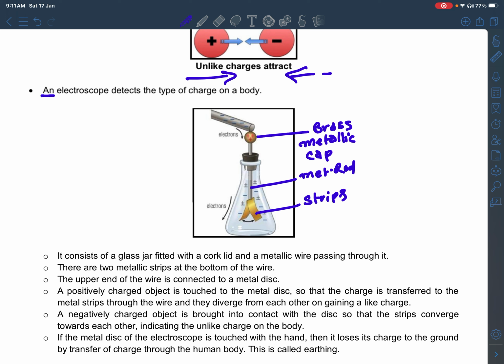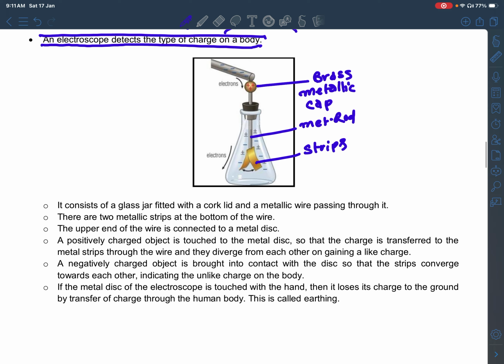An electroscope detects the type of charges on the body. Once again, what is an electroscope? An electroscope is an instrument which is used to detect the charges on the body and also the type of charges.